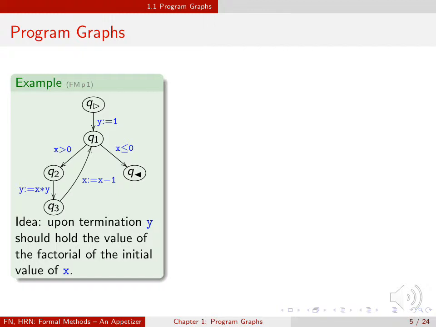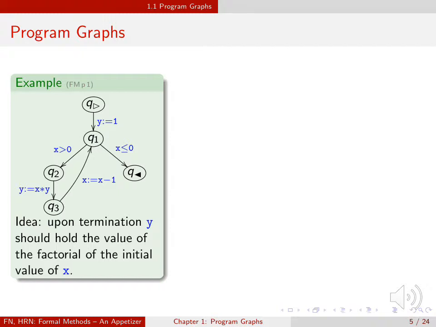The one down on the right labeled Q closed triangle is called the final node. The remaining nodes are called Q1, Q2, and Q3. There are 5 directed edges. The one from the initial node to Q1 is labeled y becomes 1.